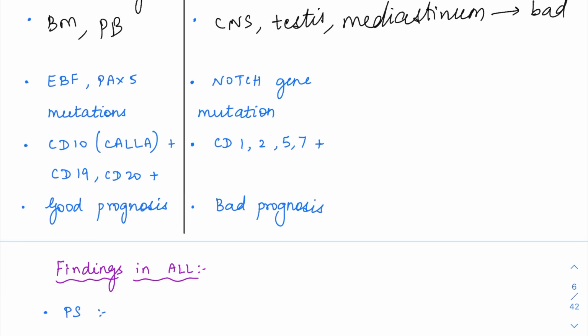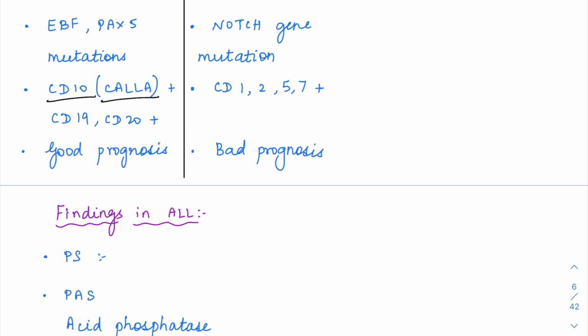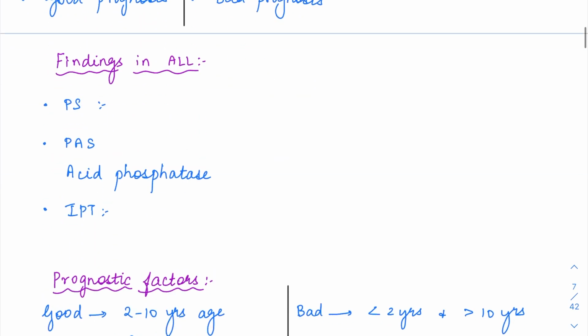In immunohistochemistry, BALL is going to be positive for CD10, which is also called the common ALL antigen, CALLA. CALLA is a marker of early precursor B cells, so it will be positive. Then CD19 and CD20: CD19 is the pan B cell marker, so CD19 and CD20 will be positive. While in TALL, the precursor markers CD1, 2, 5 and 7 are going to be positive. BALL as such has a good prognosis, while TALL is usually associated with a bad prognosis.